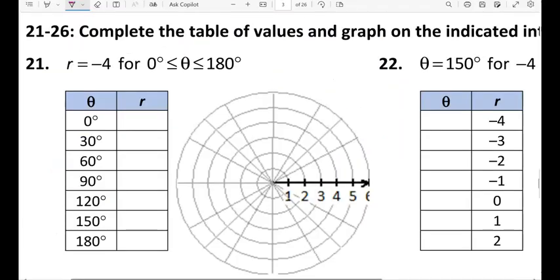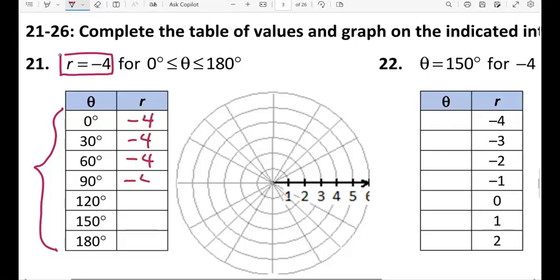In 21 through 26, we're completing a table of values and graphing on the indicated interval. So if I have the equation r is equal to negative 4, and we're graphing from theta equals 0 to 180, r is just always negative 4. And now we can graph each of the points. So if I rotate 0 degrees and then go in a direction that's negative, I'm going to put that first point over here.